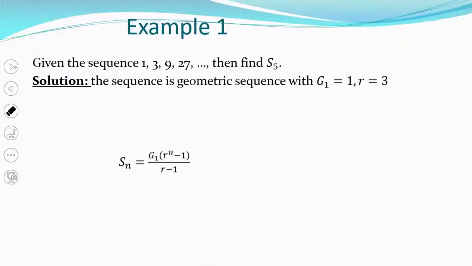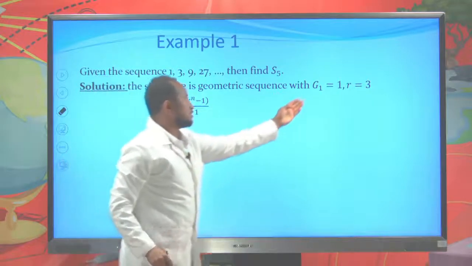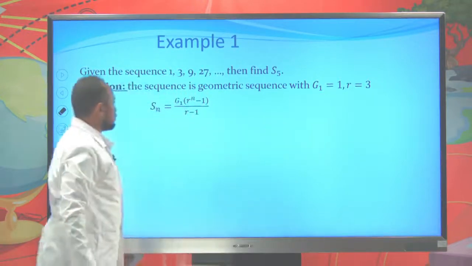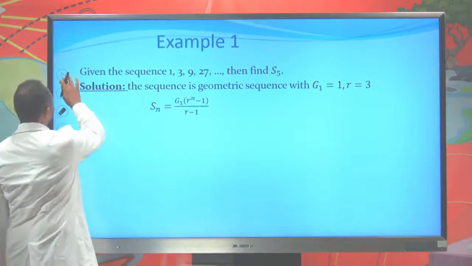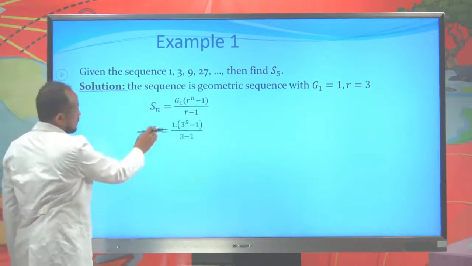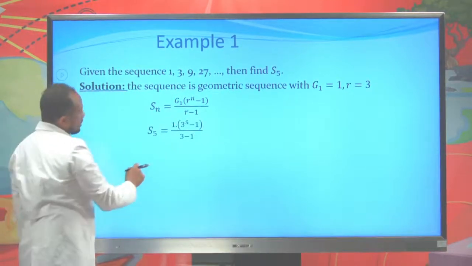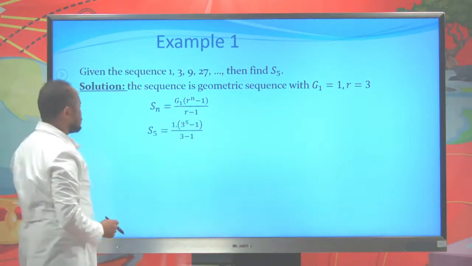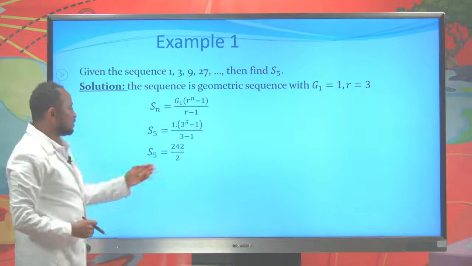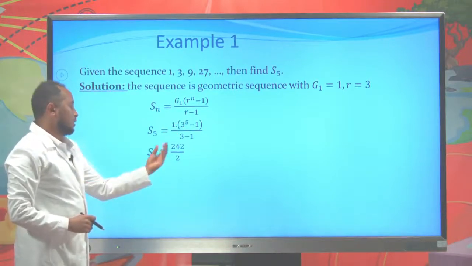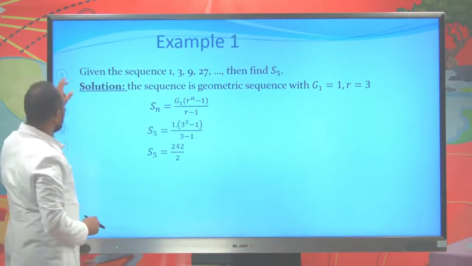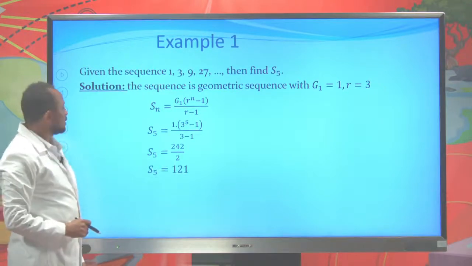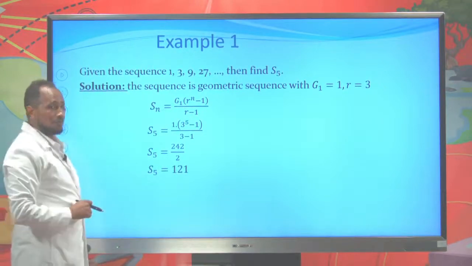Applying the formula, Sn is equal to g1 times (r raised to n minus 1) over (r minus 1). Here g1 is 1 and r is 3. Putting these numbers in the formula, S5 is equal to 1 times (3 to the 5 minus 1) over (3 minus 1). When you evaluate this, the answer will be 242 over 2, which becomes 121.